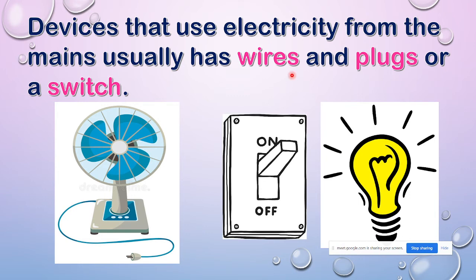It means if the device has a wire and a plug or a switch, it means they are using electricity from the mains. Just like at the school, do you remember how the classroom looks? There's a switch for the lights and some buttons for the fan, right? If you turn the switch off, the fan, the lights and the sockets will not turn on, right? It's because they are using electricity from the mains, electricity from inside our walls. Okay.